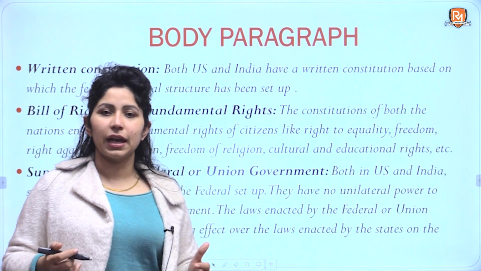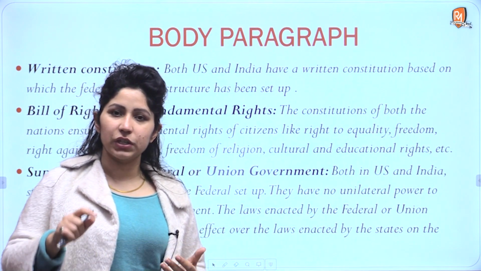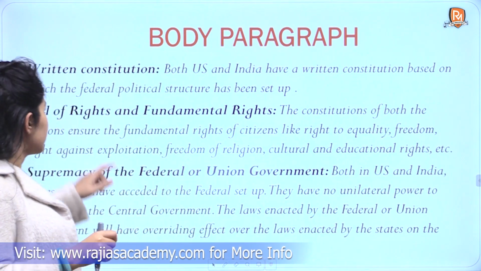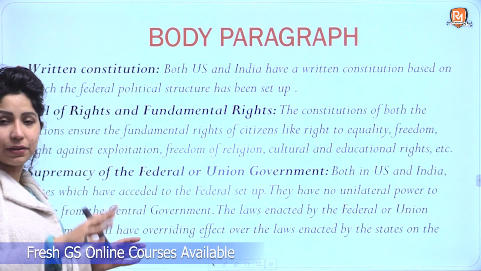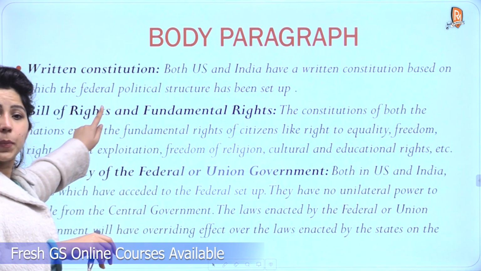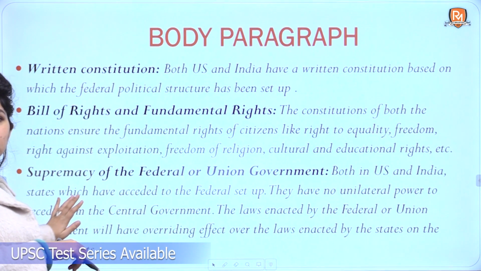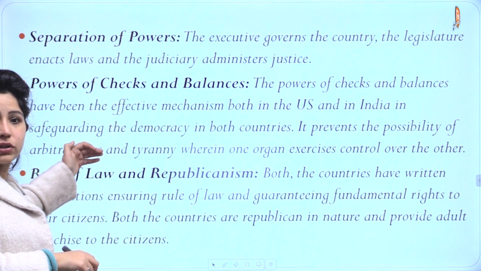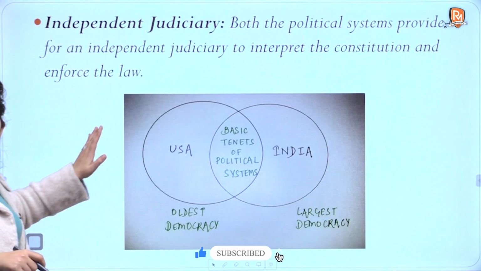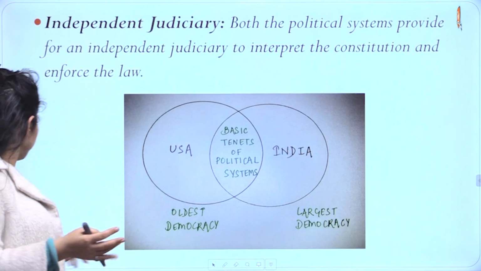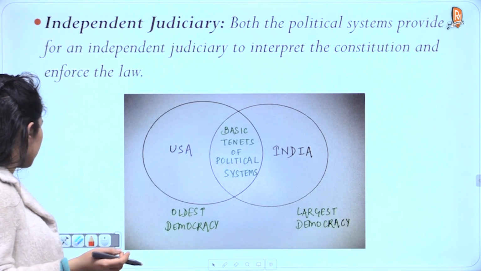What you can do is create a tree or a flow chart kind of a thing where you just use the headings which have been written in black here. You'll also get the PDF of this PPT, so just go back and read it in detail. Whatever points have been mentioned in black here: written constitution, Bill of Rights, supremacy of the union government, separation of powers, checks and balances, rule of law and independent judiciary. You could just make a very simple structure, a flow chart kind of a thing.